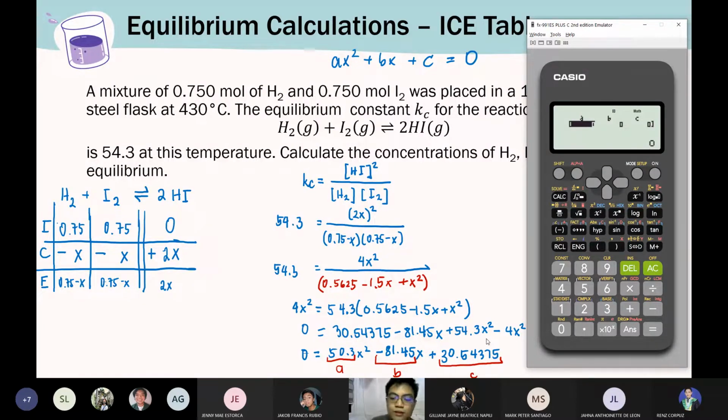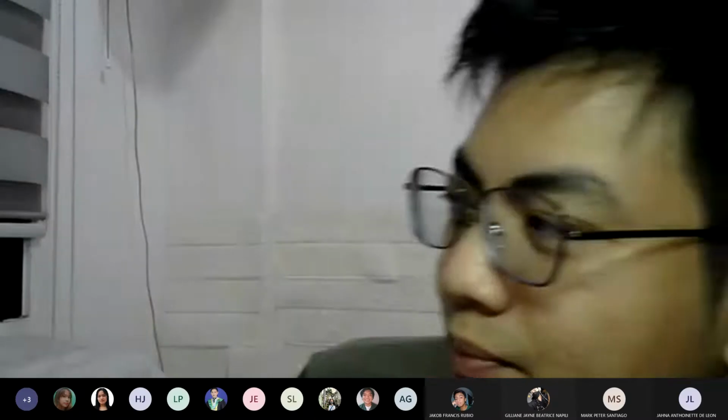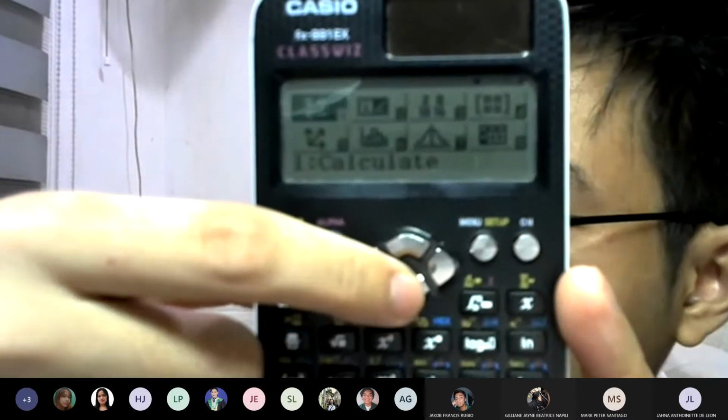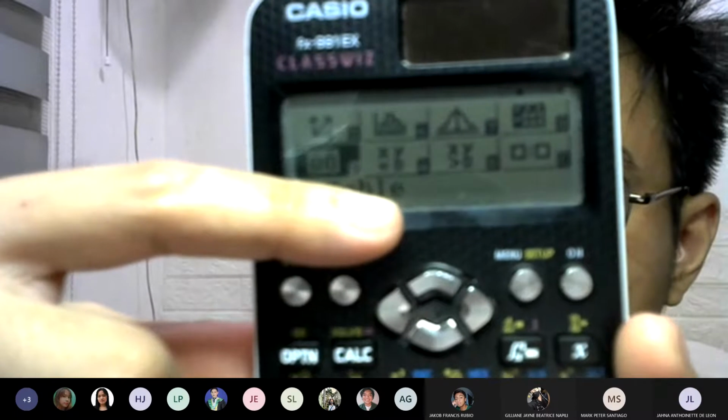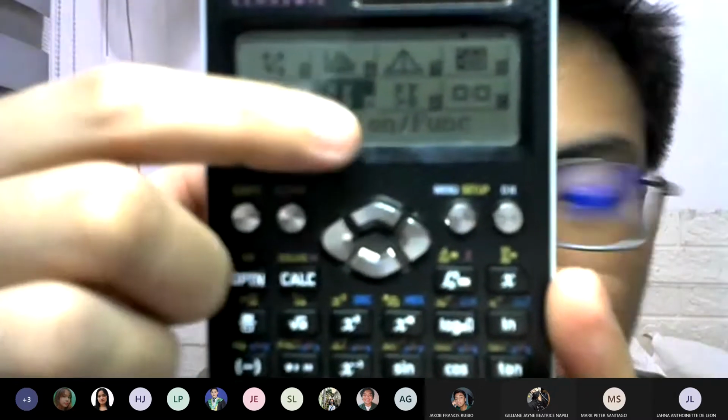For those using ClassWiz, okay, so I'll stop sharing muna. Para sa gumagamit ng ClassWiz, this is what you're going to do. In your calcu, you press the menu, and then may mga pictures ka dyan. You scroll down twice. So 1, 2. After scrolling down, may makita kayo dito na xy equals 0. That is the equation function. So, gagawin mo dyan, you press equal sign to access that.